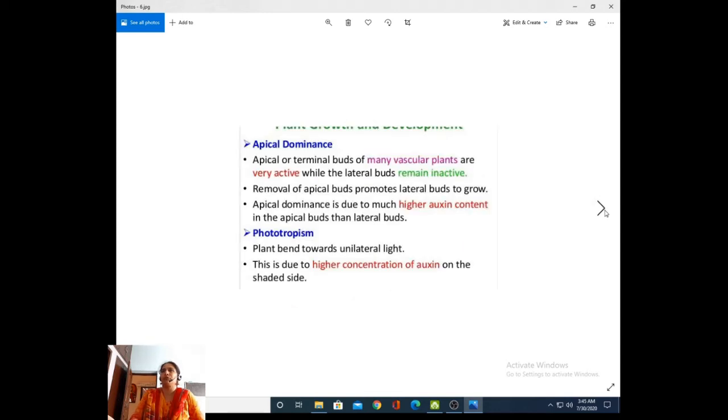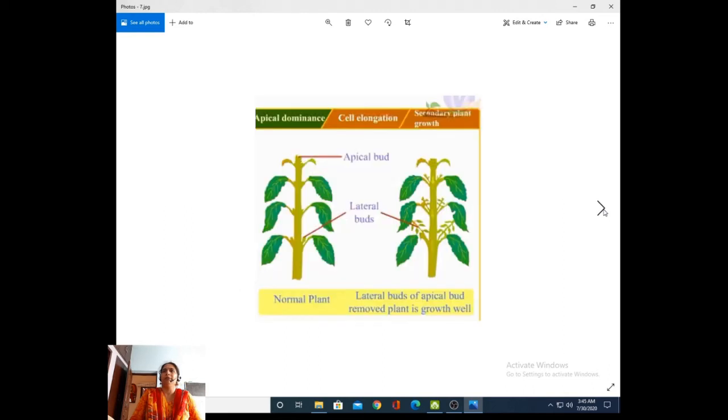Here are some functions of the auxin hormone. First main function is that it shows apical dominance. Apical or terminal buds of many vascular plants are very active, while the lateral buds remain inactive. Removal of apical buds promotes lateral buds to grow. Apical dominance is due to much higher auxin content in the apical buds.